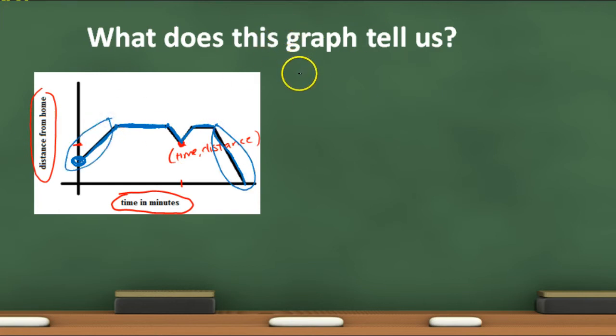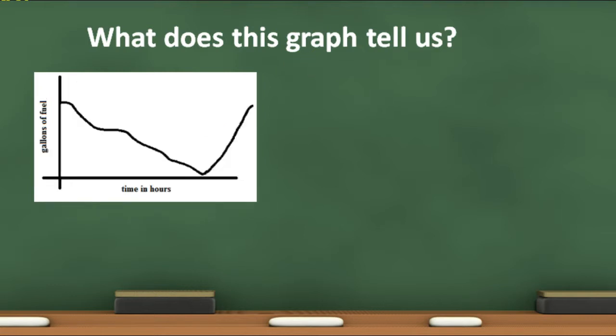As we're looking at graphs, we want to remember to connect them to a situation so that they have more meaning. Let's look at another graph. So this one we have time in hours, so again time is passing, and then gallons of fuel. Somebody filled up their tank perhaps, and they had a certain number of gallons, and as they traveled, they used some of that gas up.